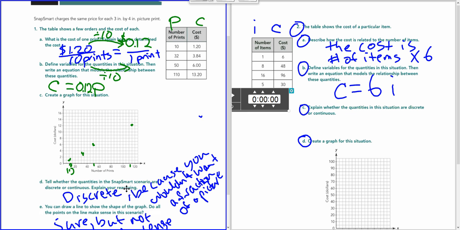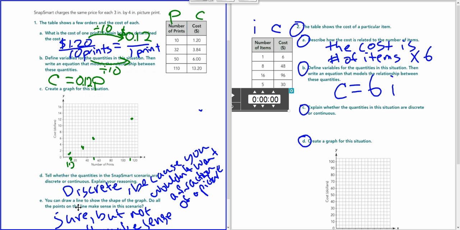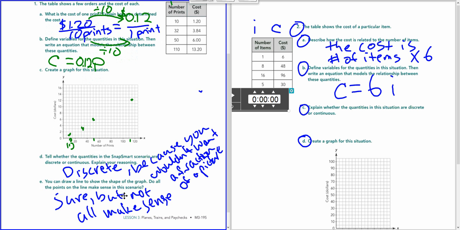And then tell whether the quantities in this scenario are discrete or continuous. Okay? Well, these, as they are right now, are discrete, because remember, dot means discrete. Line is continuous. So as they are right now, this is discrete. And it says you can connect the line, right? But do all the points on the line make sense? And we would say, no, they don't all make sense, because you wouldn't want a fraction of a print. You could have a fraction of $1, but you would not want a fraction of a print if they gave you one.